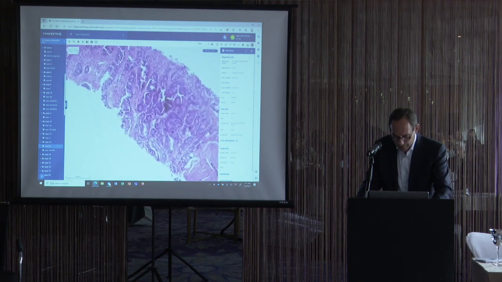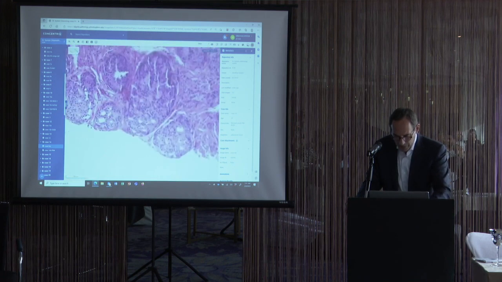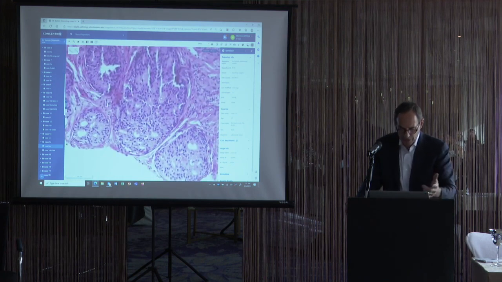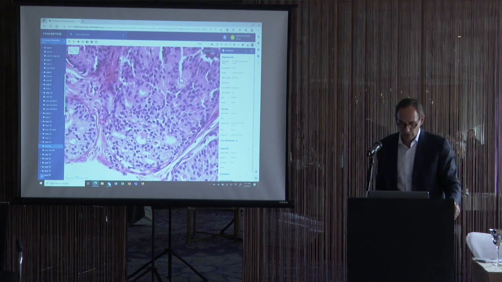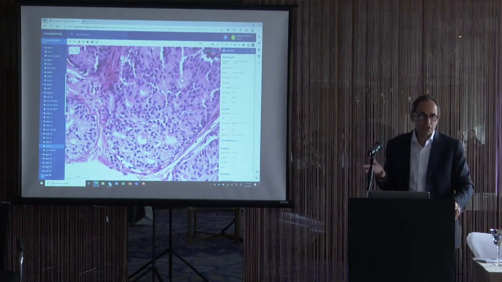Let me go to the bottom. Here we start seeing cribriform glands. You say, okay, that should be cribriform pattern 4 cancer. But again, you look at it, there's just no cytologic atypia. Now, this still potentially could be cancer. Some prostate cancers, you don't see cytologic atypia.